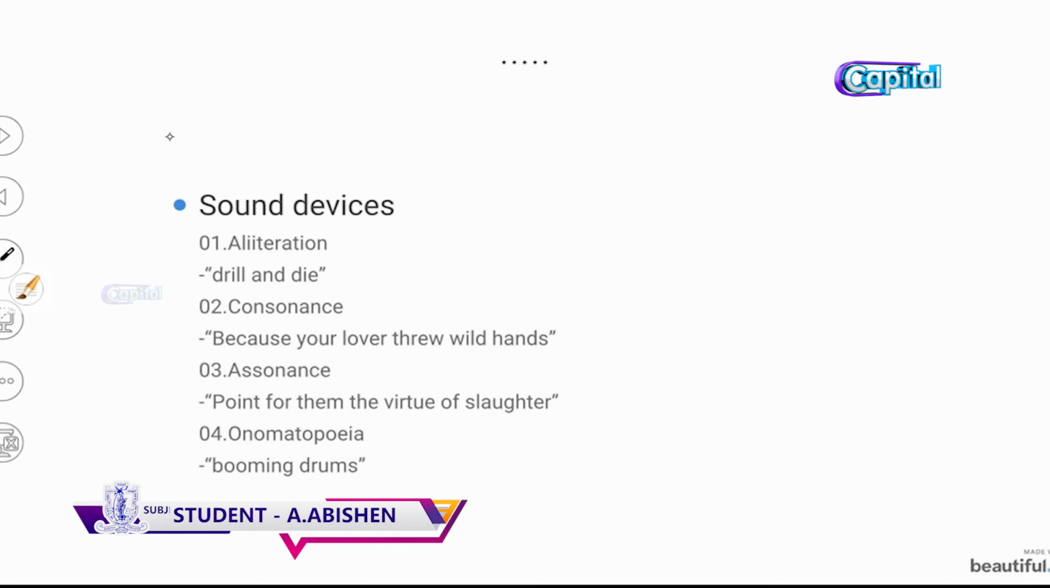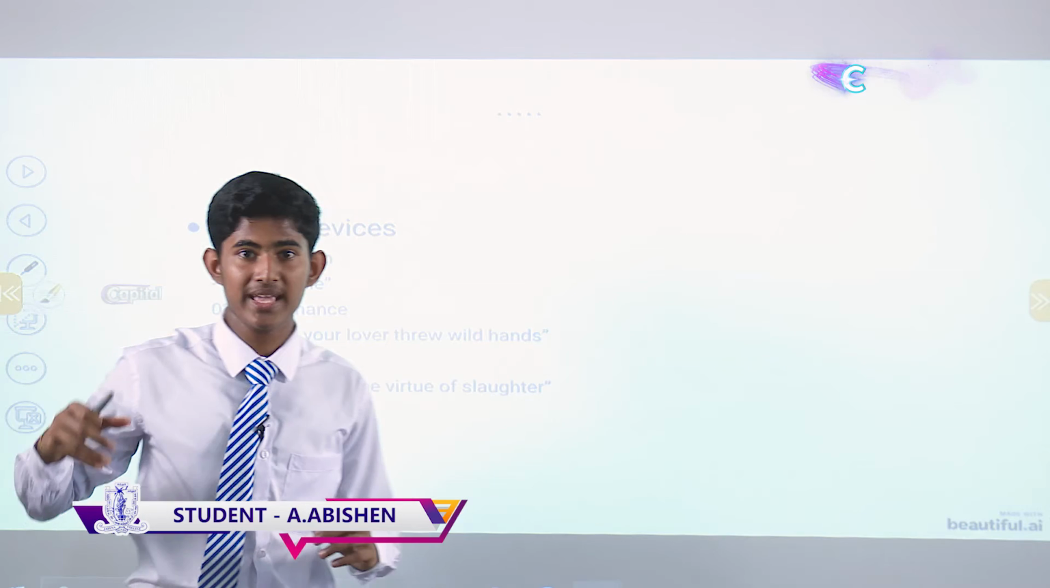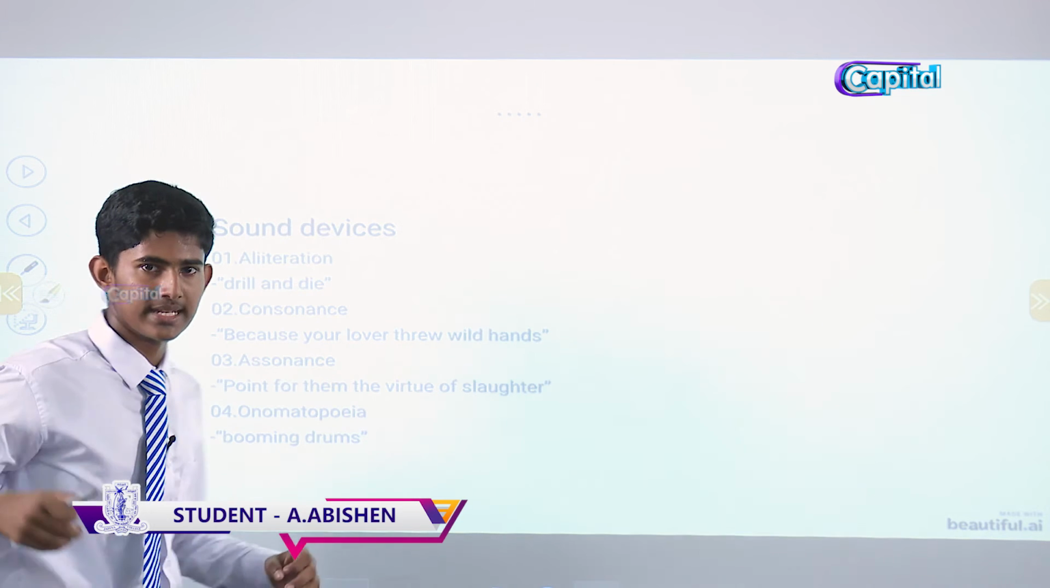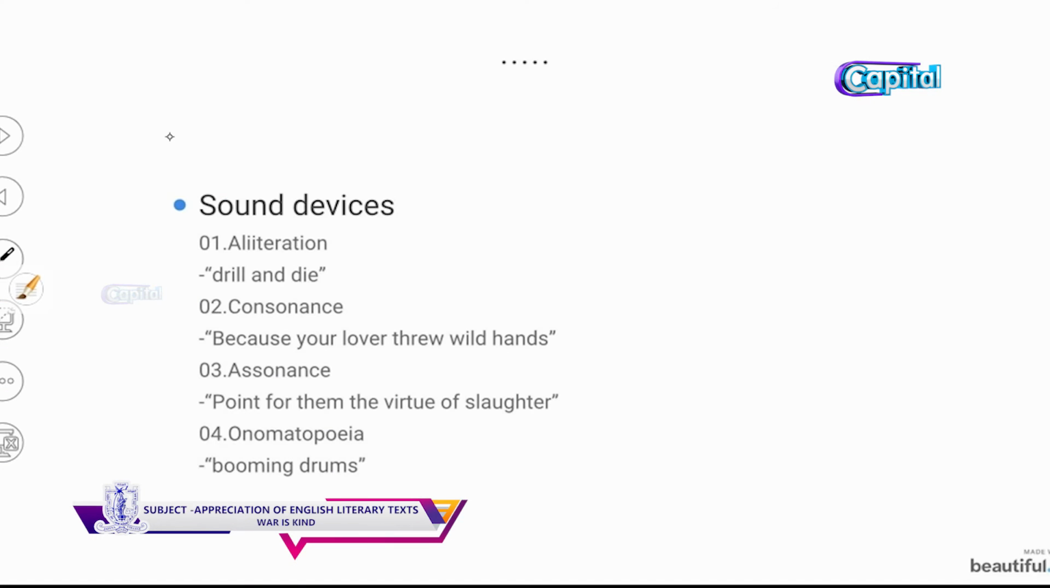Then the assonance, the vowel sounds are repeated. Point for them the virtue of slaughter, where the o sound is repeated. Then the onomatopoeia makes sensations in the reader's mind, that is booming drops. We can get a sense about this one.